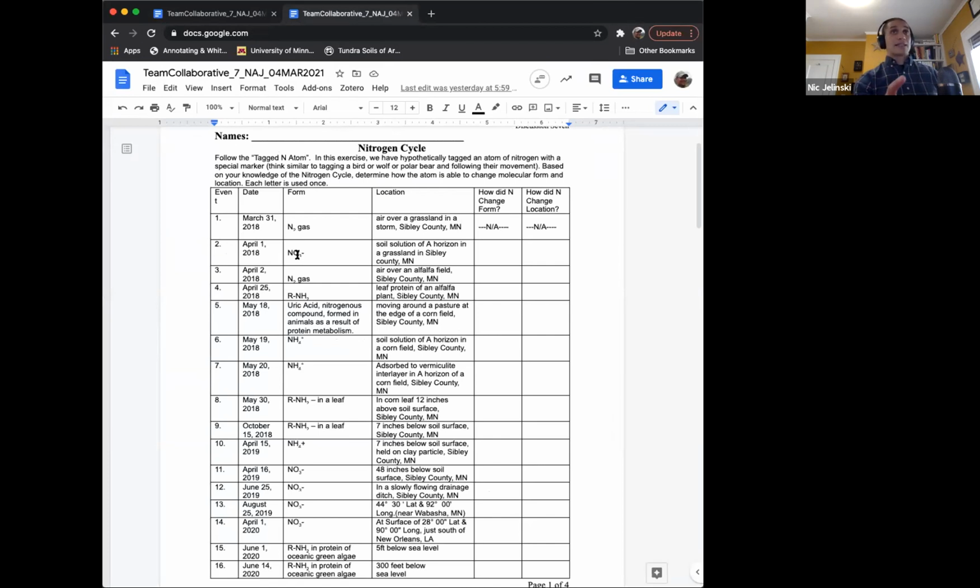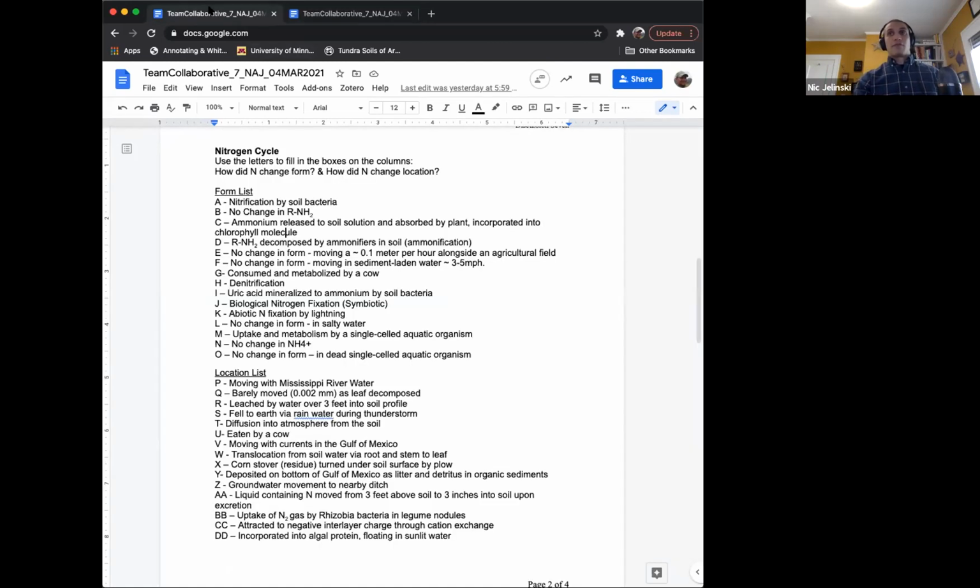There's only one process. You should also probably have the nitrogen cycle diagram up with you when you're looking at this. There's only one process that does that, and that's lightning. So lightning abiotically can convert N2 to nitrate. And so if I look at my list of possible forms here, K says abiotic N fixation by lightning. Okay, so I'd put K in that box, and I would check this off because these are only going to be used once. So this is kind of the puzzle.